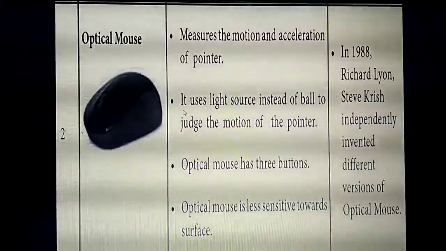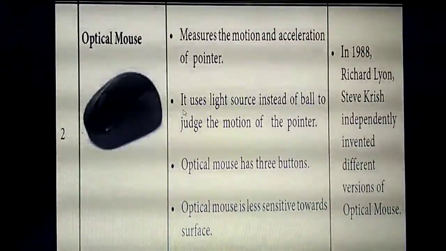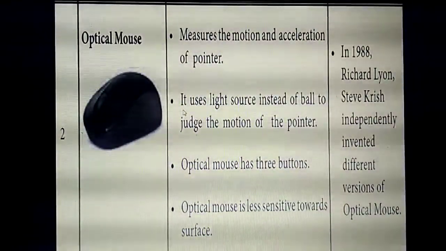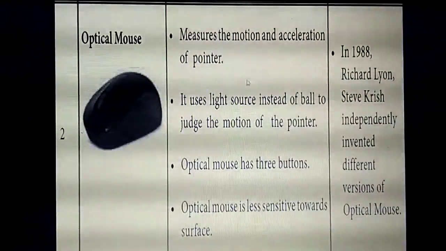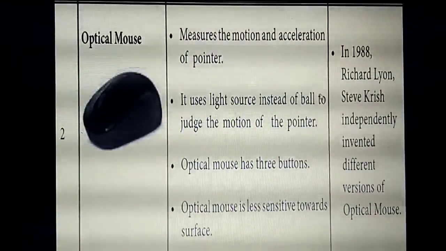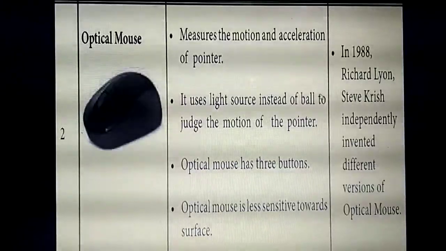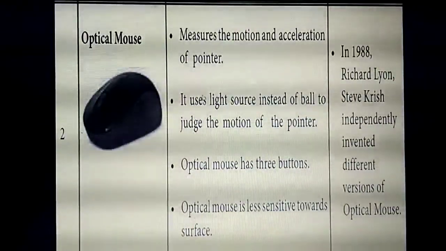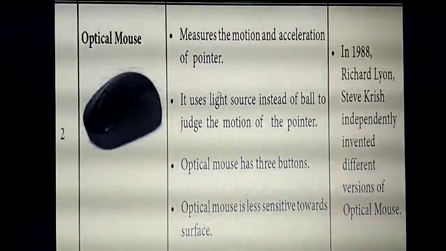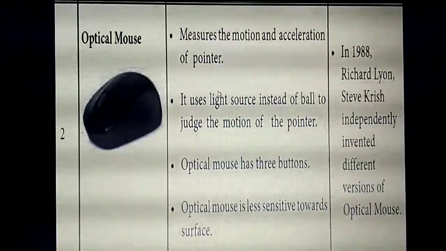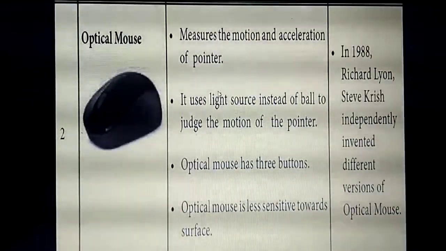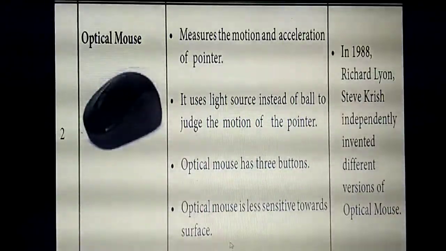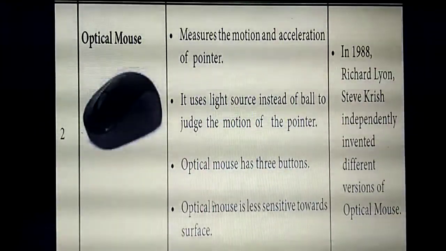So the four points we have discussed: what's the use of the optical mouse? It will measure motion and acceleration, that means from which place the pointer is moving to which place. Next, instead of a ball, it will use a light source, to judge which place I am pointing. Next, how many buttons are there? 3 buttons. And the next point is that it is less sensitive, that means it will work only on a soft surface.